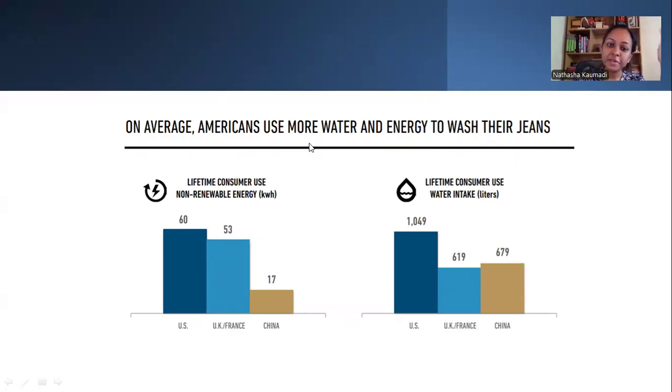On average, Americans use more water and energy to wash their jeans. See, lifetime consumer use of non-renewable energy: China, UK, France and US. US customers are using non-renewable energy the most. Lifetime consumer use of water intake in liters: see, US customers are using more water and energy to wash their jeans. So like this, they have done their analysis. This is a lifetime analysis, right? Not only one time.